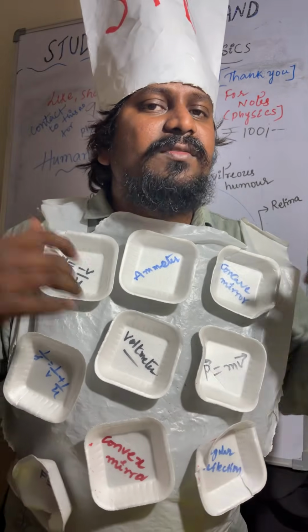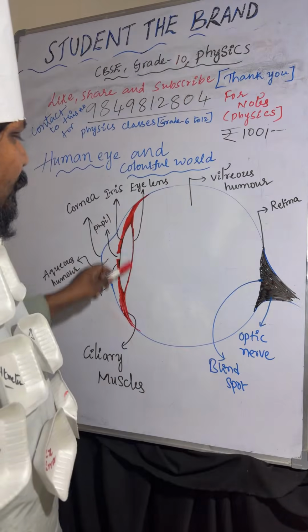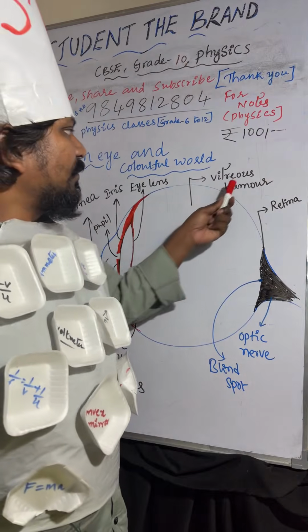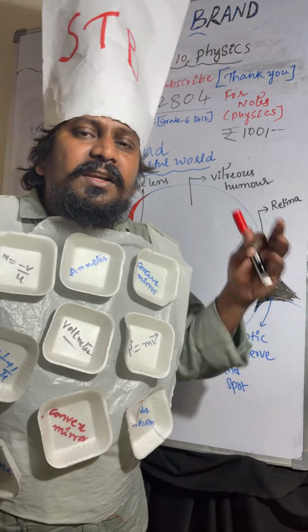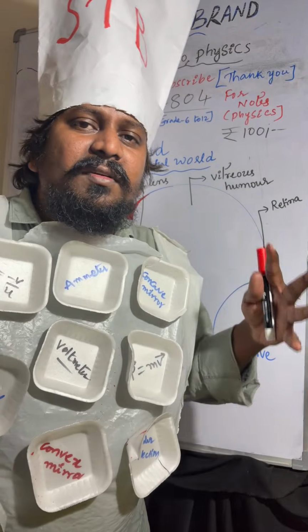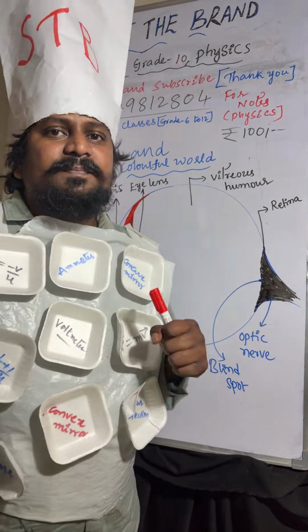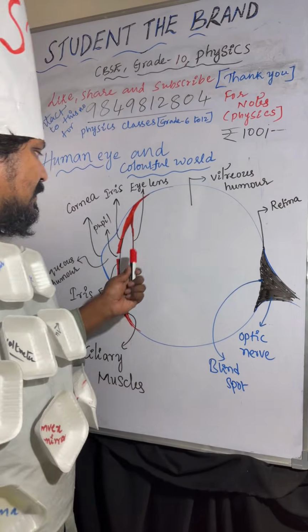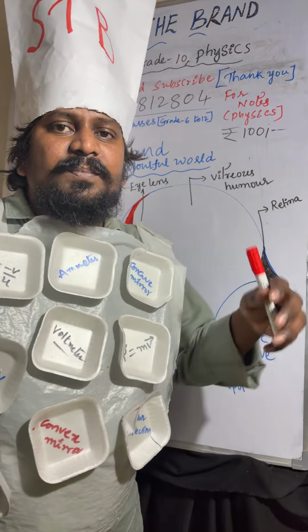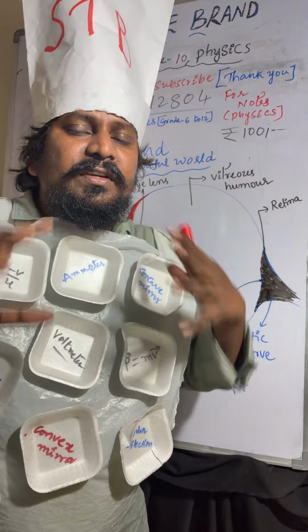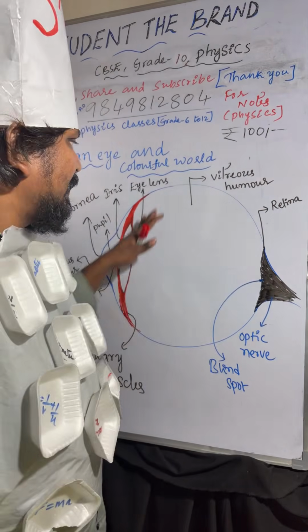Okay, so next one, vitreous humor. This entire portion is filled with vitreous humor. Vitreous humor is a jelly type liquid material present between the eye lens and the retina. It provides sufficient force and pressure to maintain the shape of the eye.